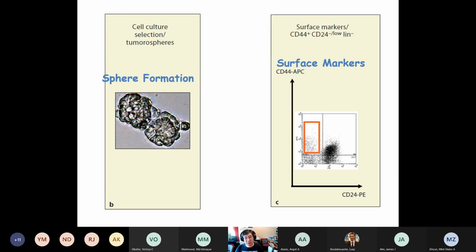So on this slide, when they say it's Lin negative, that means the CD44 cells eventually will differentiate toward some lineages. So these cells are Lin negative. That means this stem cell doesn't have the markers of the differentiated cells in a particular lineage.